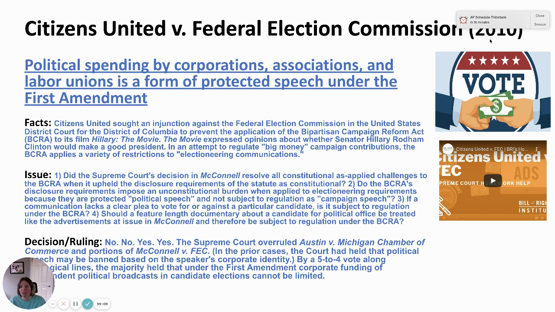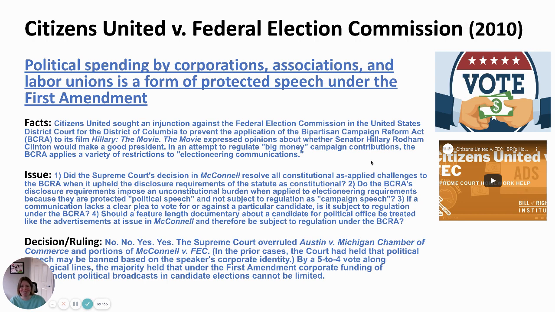And then if a communication lacks a clear plea to vote for or against a particular candidate, is it subject to regulation under the BCRA? And then lastly, should a feature-length documentary about a candidate for political office be treated like the advertisements at issue in the McConnell case, and therefore be subject to regulation under the BCRA?